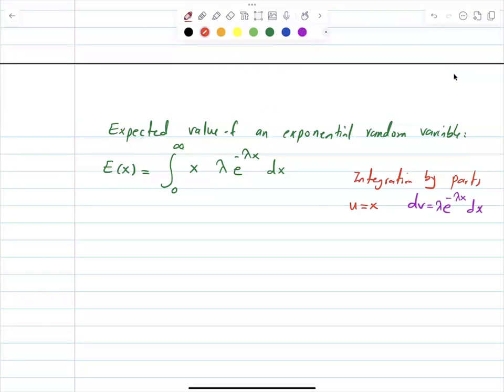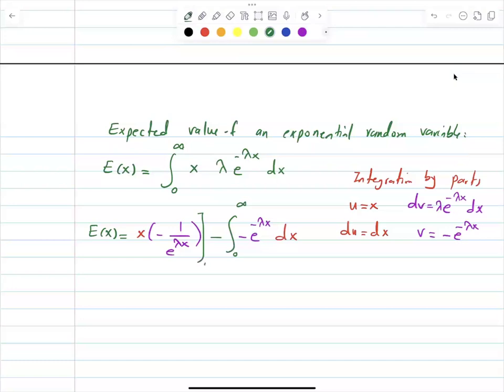So du is equal to dx, and v is equal to negative e to the power negative lambda x. So this integral becomes uv, x times negative 1 divided by e to the power lambda x, and remember lambda is positive, minus the integral of v du. V is negative e to the power negative lambda x, and here you have your dx. This goes from 0 to infinity, and here you have 0 to infinity.